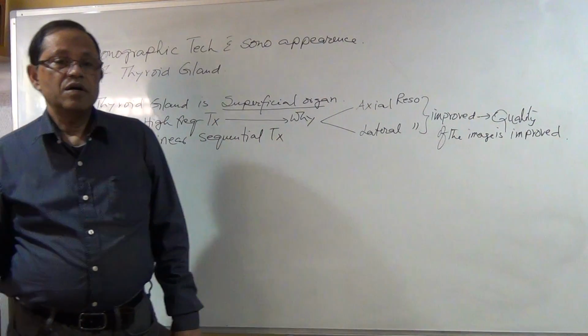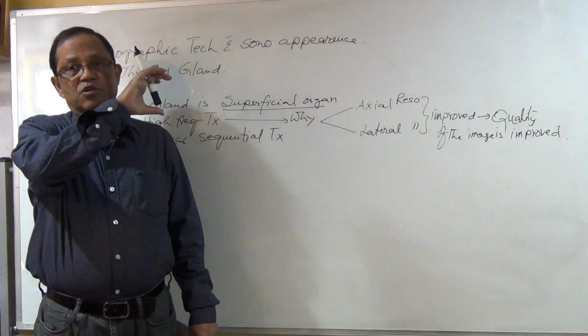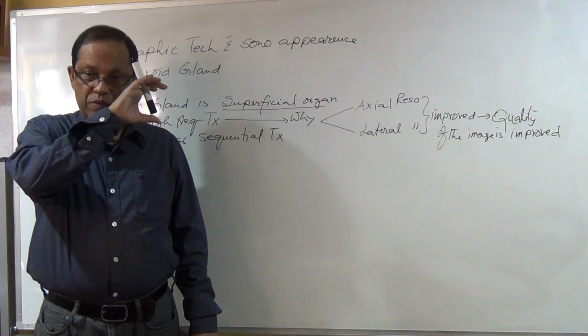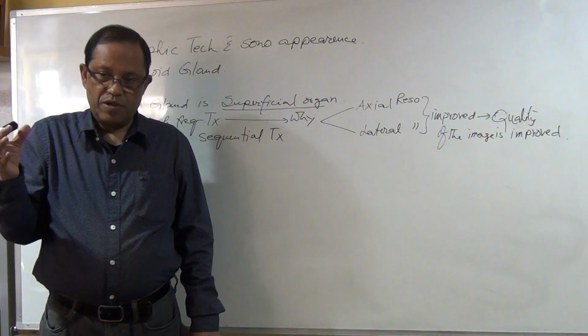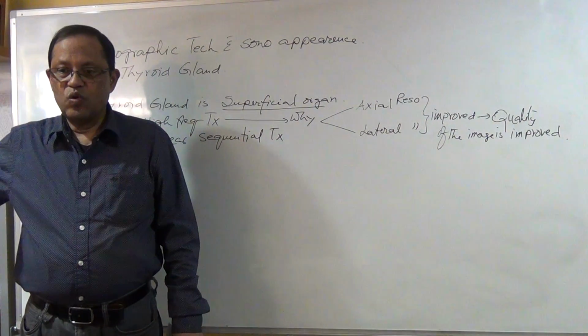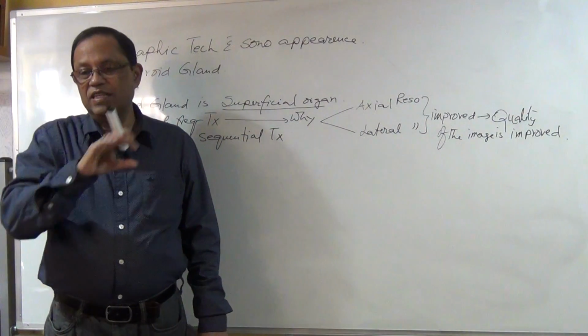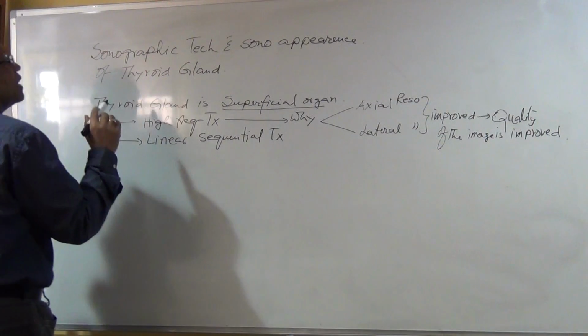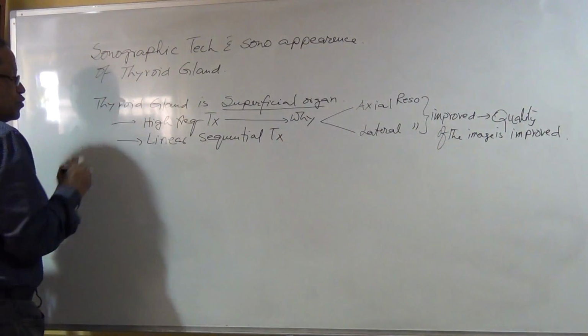Nowadays, the ultrasound machine has a panoramic view. Panoramic view means it is like a camera. With the movement of the transducer, you can get the whole length of the thyroid gland. Okay? So, this is the thyroid gland, superficial, and this is the transducer.